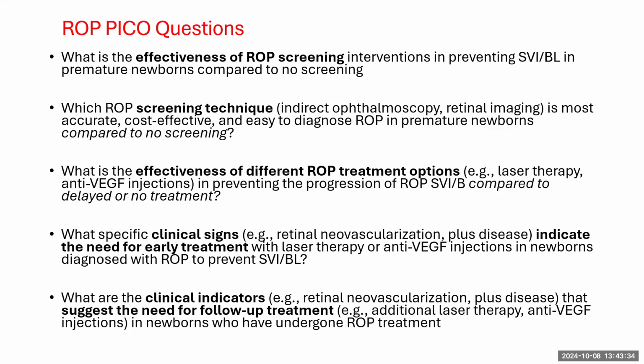So then if the answer to the question is given, we can convince governments or insurance companies, whatever, to support treatments in their own policies. So the clinical signs, for example, that indicate the need for treatment is also important to do. And of course, the clinical indicators that suggest a need for follow-up treatment. So all of those are the topics that you have to include in a clinical practice guideline.